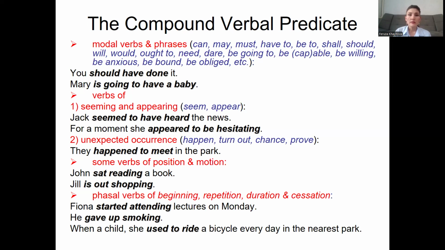You should have done it. Mary is going to have a baby. Verbs of seeming or appearing: Jack seemed to have heard the news. For a moment, she appeared to be hesitating. Unexpected occurrence: happen, turn out, chance, prove. They happened to meet in the park. Some verbs of position and motion.